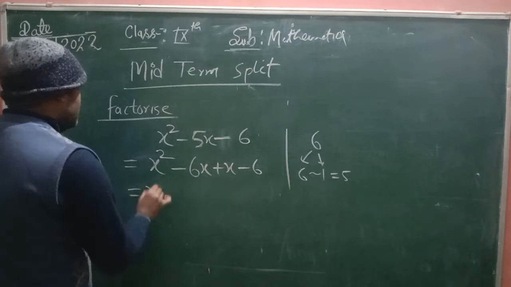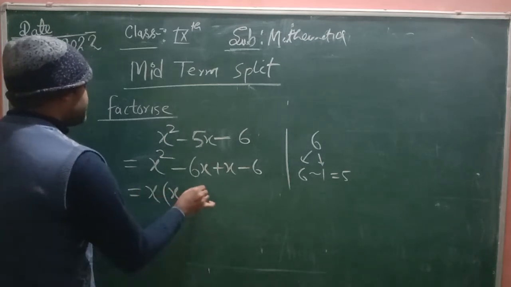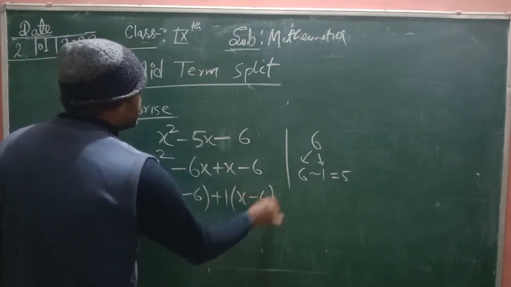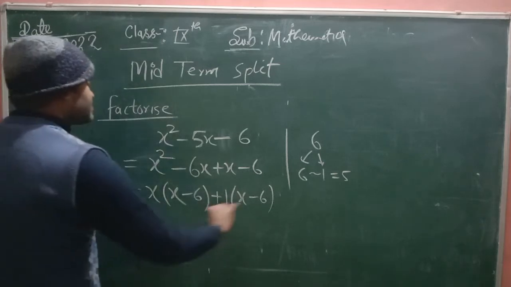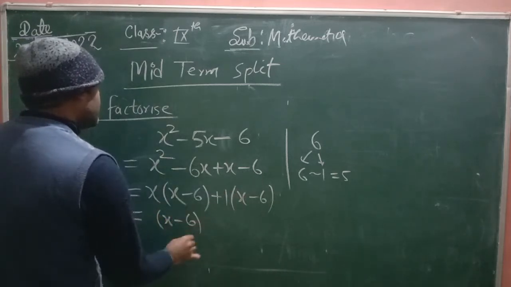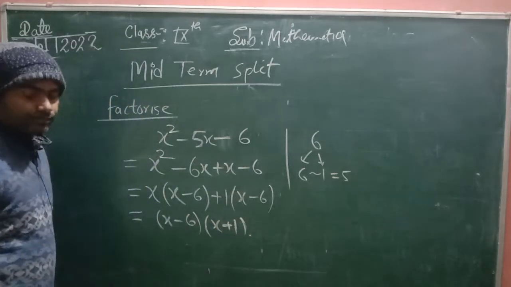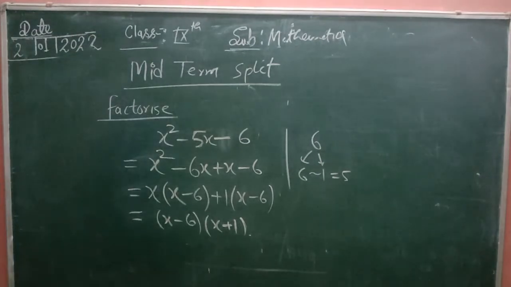Now take x common. It is x into x minus 6. Take 1 common, x minus 6. After that x minus 6 is common, so it is x plus 1. It is the answer. X square minus 5x minus 6, using midterm split, its factors are x minus 6 into x plus 1.